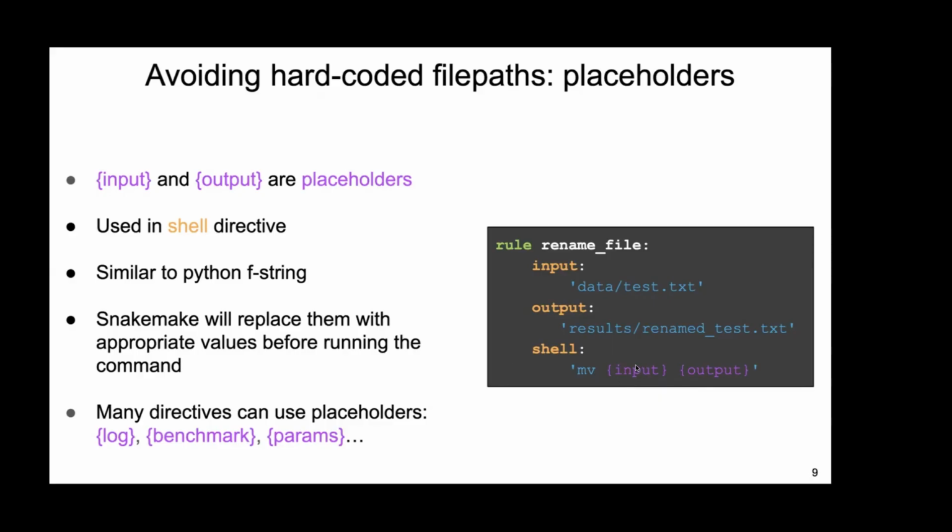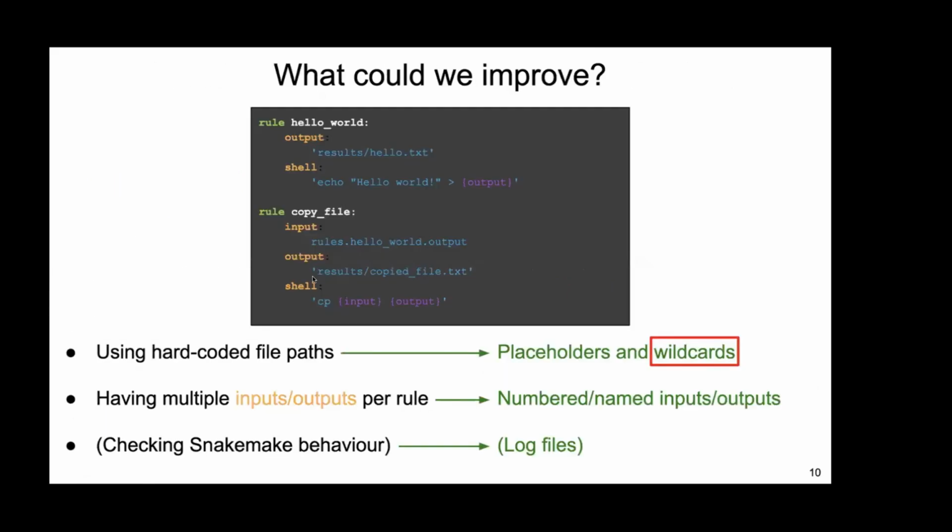These are two types of directives, the input and the output, but there are others, like for example the log, benchmark, and params, and we're going to see them throughout the next exercises. And so if we update our workflow now, we see that it has the placeholders, and that looks already much better. Another thing that we're going to do is to use wildcards in this case to make our workflow more flexible.